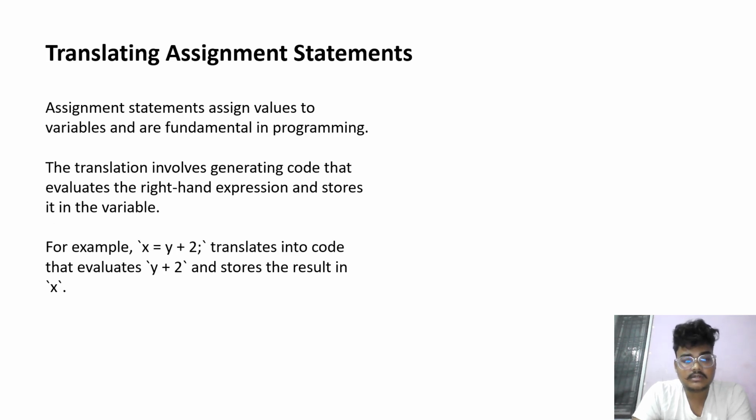Translating assignment statements. Assignment statements assign values to variables and are fundamental in programming. The translation involves generating code that evaluates the right-hand expression and stores it in the variable. For example, x = y + 2 translates into code that evaluates y + 2 and stores the result in x. What this essentially means is an assignment statement is used to assign a certain value to a certain variable, and that value is stored in that variable.